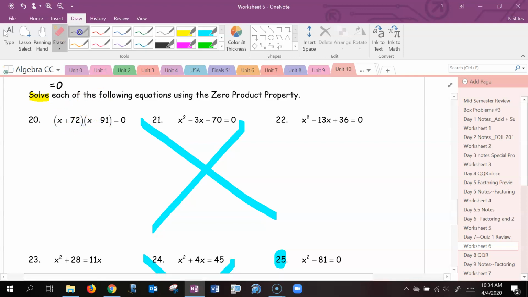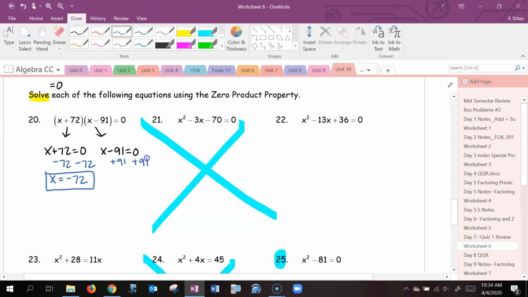Okay, there's an equal sign. It doesn't say to multiply, it says to solve. So you're literally just setting each of these equal to 0. This means the factoring step was already done for you. And then remember, your solutions are always just the opposites of what you started with. So x equals negative 72, and x equals positive 91.